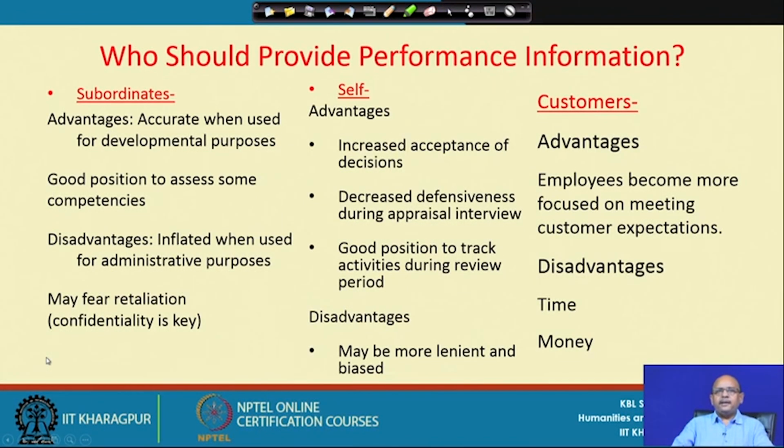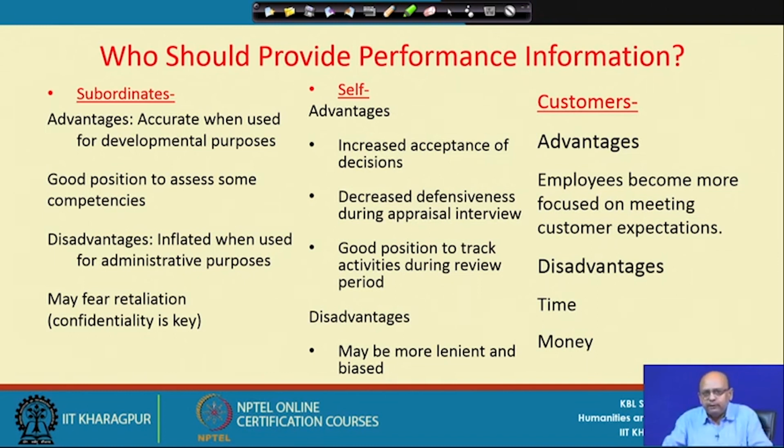Then when you include subordinates in the process, since they work with you, they know what you are doing, whether you are able to guide them, whether you are able to lead them, whether you help them in performing or not. So, they would be able to assess some of your competencies, not all, which are related to their performance. But sometimes subordinates provide inflated data, because they do not want to displease the supervisors, since they know the supervisor is going to provide them reward. If they give a bad rating, they might fear retaliation also, so you need to maintain confidentiality. If you want data from subordinates, maintaining confidentiality is very important.